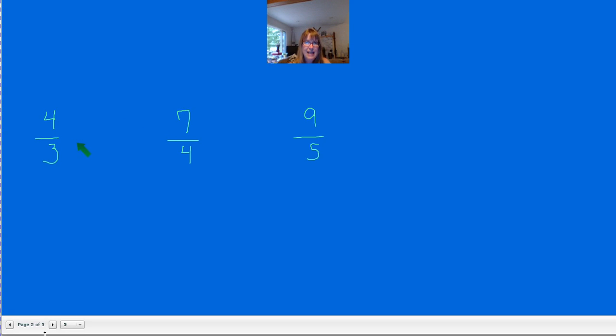Okay, so this is how we got those. I'm going to show you both ways. How many sets of 3s go into 4? Well, I know I can do one set of 3, and then I would take 4 minus 3, and there'd be 1 left over to get to 1/3.